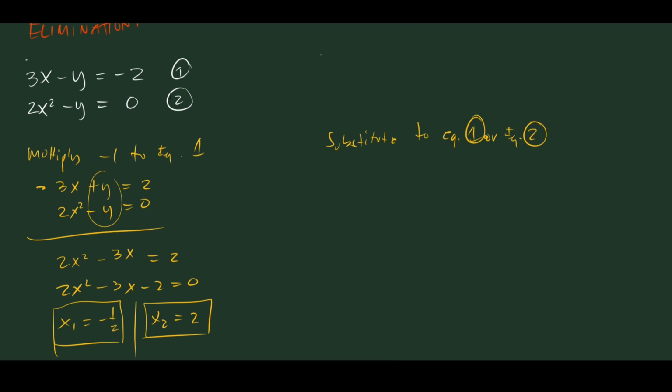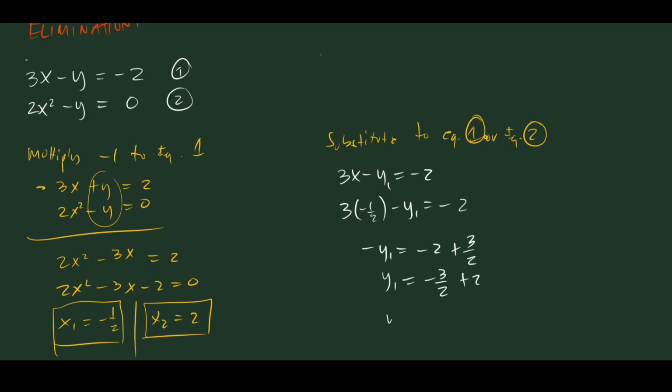So let's use equation 1 because it is relatively easier. 3x minus y is equal to negative 2. So for x1, 3 multiplied by negative 1/2 minus y1 is equal to negative 2. So negative y1 is equal to negative 2, plus 3 over 2, since 3 times negative 1/2 is negative 3 over 2. If we divide both sides by negative 1, we get y1 is equal to negative 3 over 2 plus 2. Negative 1.5 plus 2 will be 1/2. So it is exactly the same as our previous result.